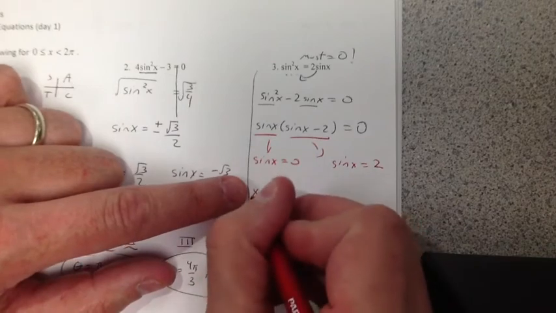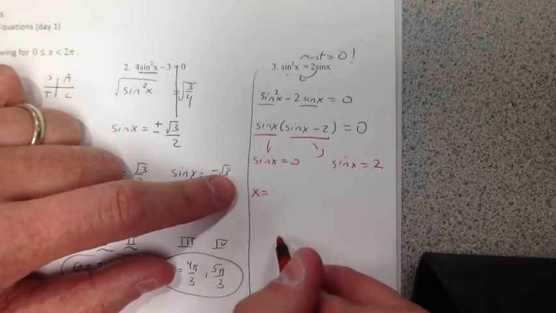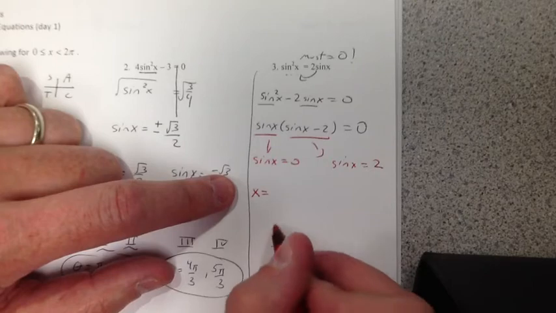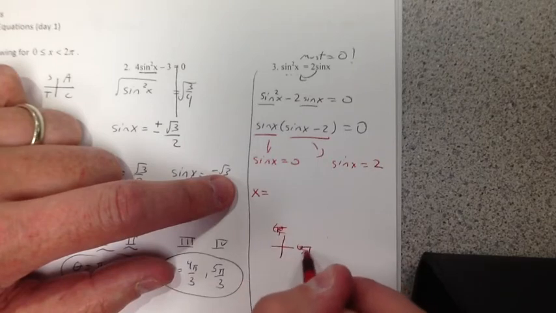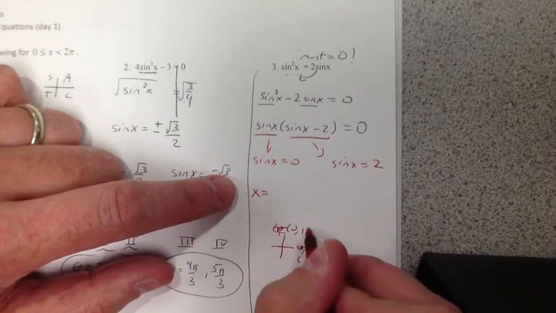Now, we know where sine is 0. If you need to, just use your quadrantals. 0, 1, 1, other way around. 1, 0, 0, 1.